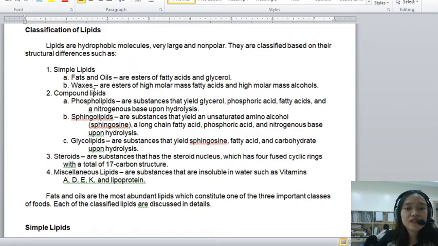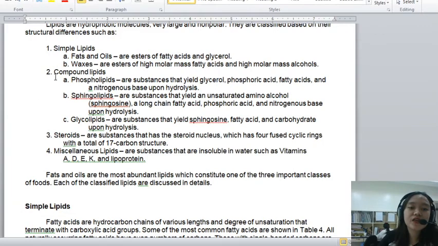Next, you have waxes. So, waxes are esters of high molar mass fatty acids and high molar mass alcohols. Okay? So, when you say high molar mass, napakaraming carbon atoms. So, fatty acids with many carbon and hydroxyl chain. So, waxes are a combination of alcohol and fatty acid. Ang fats and oils, combination ng fatty acid and glycerol.